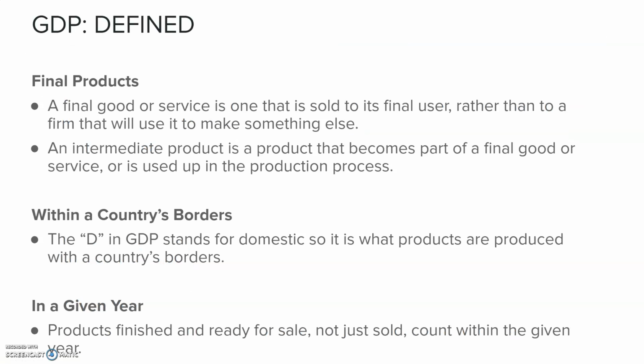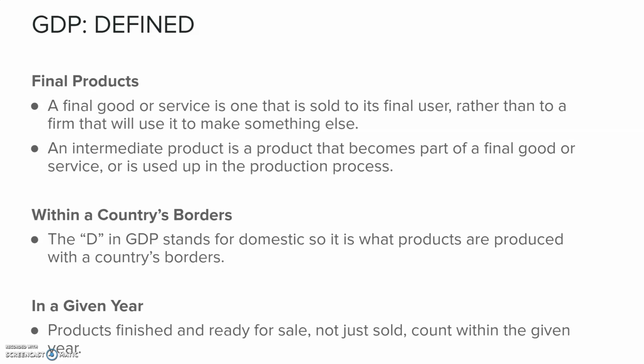To further boil it down, final products refers to the final good or service that is being sold to the final user, rather than a firm that is going to use something to make something else. So we're looking at consumer goods rather than capital goods when we talk about final products. An intermediate product is a product that becomes part of a final good. That's a capital good that we've talked about in the past.